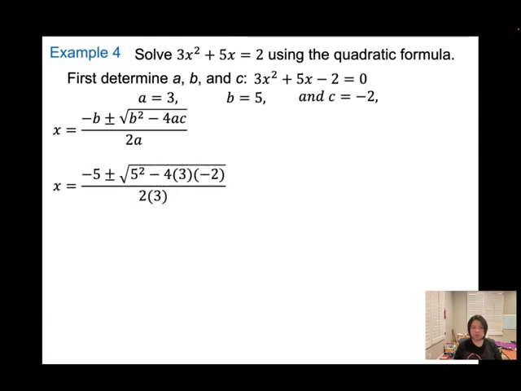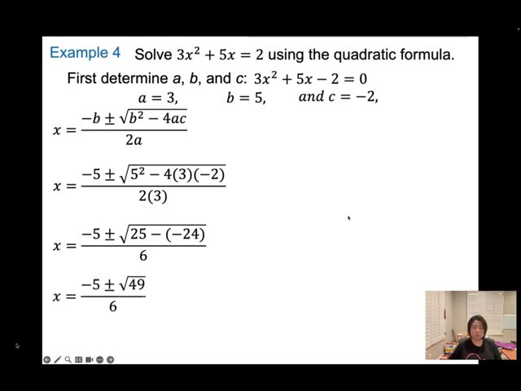You plug it in, you should get this. Make sure when you have a negative number, it will be better when you put the parentheses. Remind yourself that's a multiplication. Simplify. So this is 25 minus negative 24. That will become 49. Simplify this.